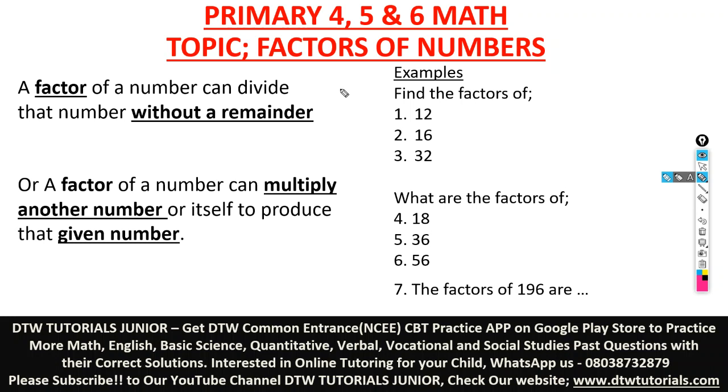What do I mean? Let's say you have 8 and you're looking for the factor of 8. The factor of 8 would be another number. Are you with me? And it can never be greater than 8. It can be 8, but can never be greater than 8. So another number, which can be 8 or less than 8, that when you divide 8 by it, would not have any remainder.